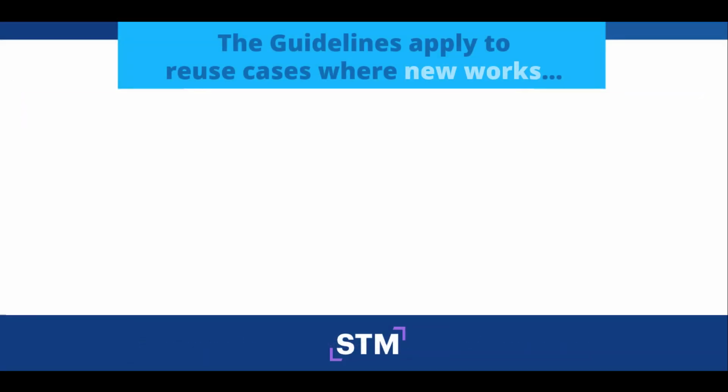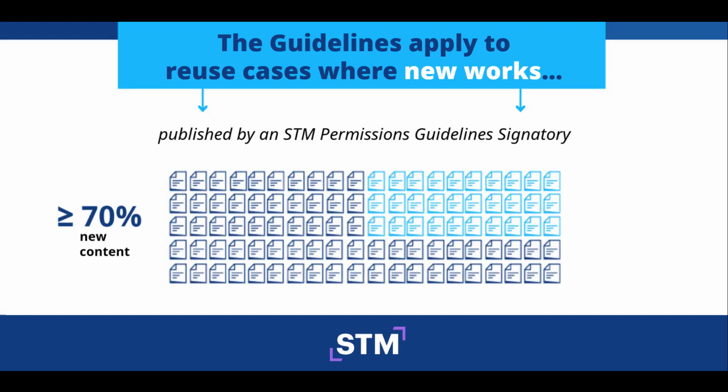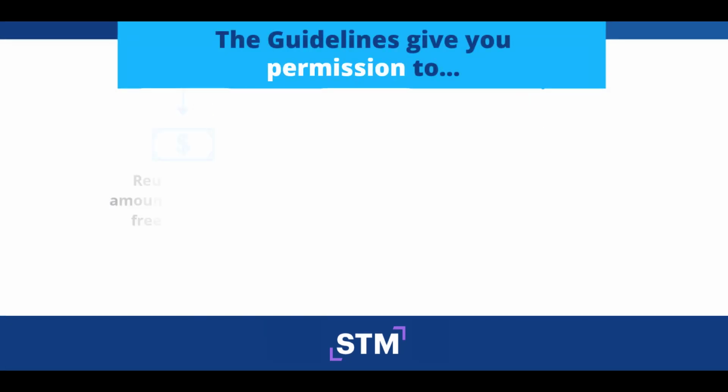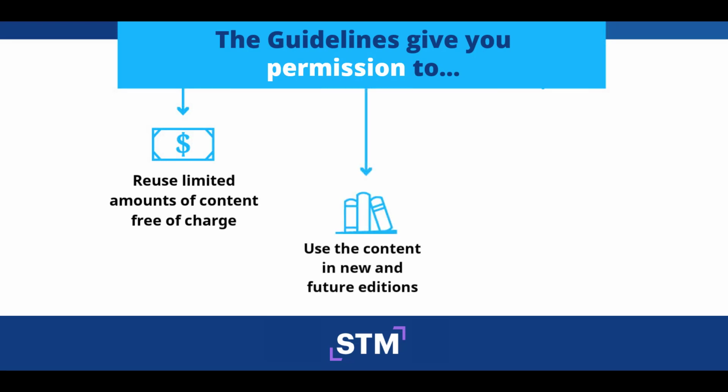The guidelines apply to reuse cases where new works published by an STM Permissions Guidelines signatory consist of at least 70% new content and not more than 30% of reproduced content. The guidelines give you permission to reuse limited amounts of STM signatory content free of charge in new and future editions of work, as well as in translations of new and future editions of work.